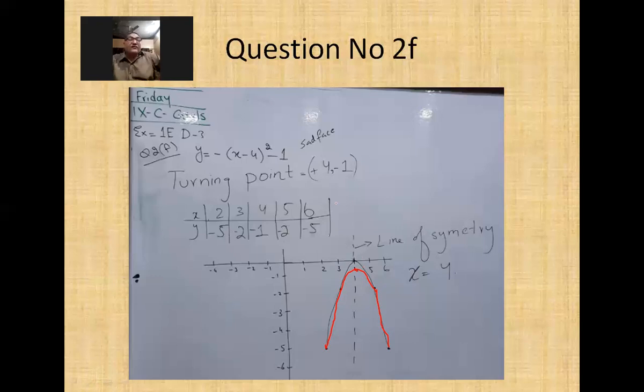And if you want to find out the equation of the line of symmetry, draw a vertical line passing through the turning point, and it's passing through x equals 4. So the equation will be x equals 4. So this will be your equation of the line of symmetry. So that was question number 2F part.